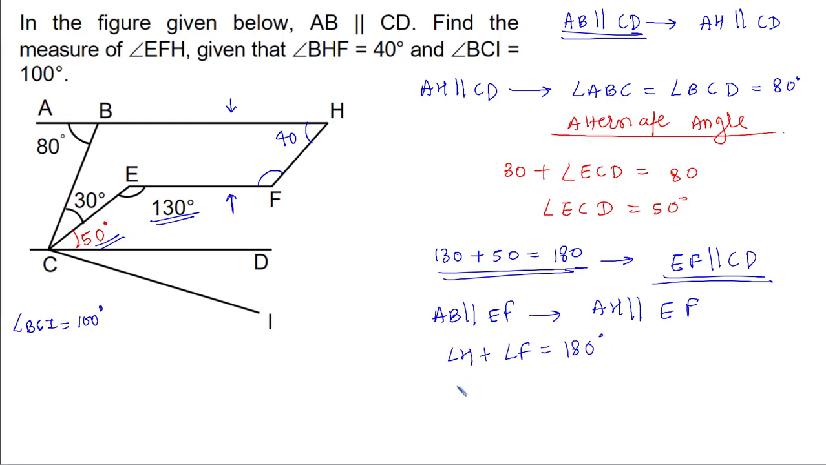So angle EH is 40 degrees plus angle EF is equal to 180 degrees. So from this we can see that angle EF is going to be how much? 140 degrees. Okay, everyone, so our answer is what? Angle EFH is going to be 140 degrees.